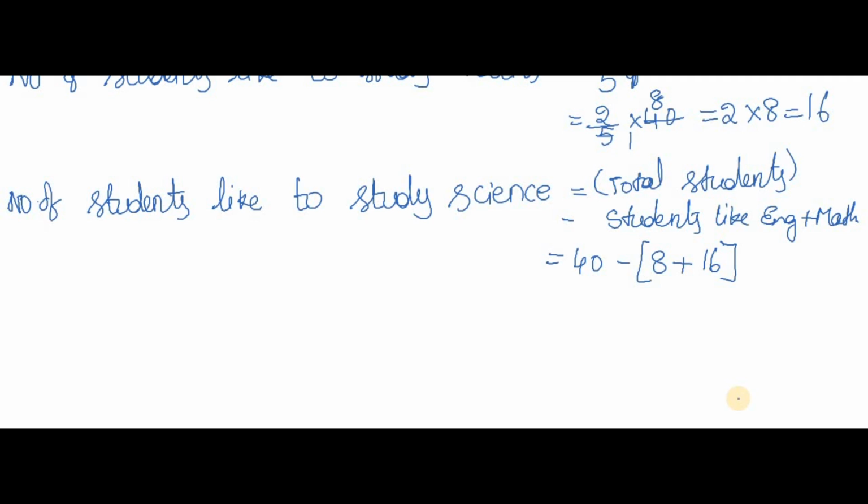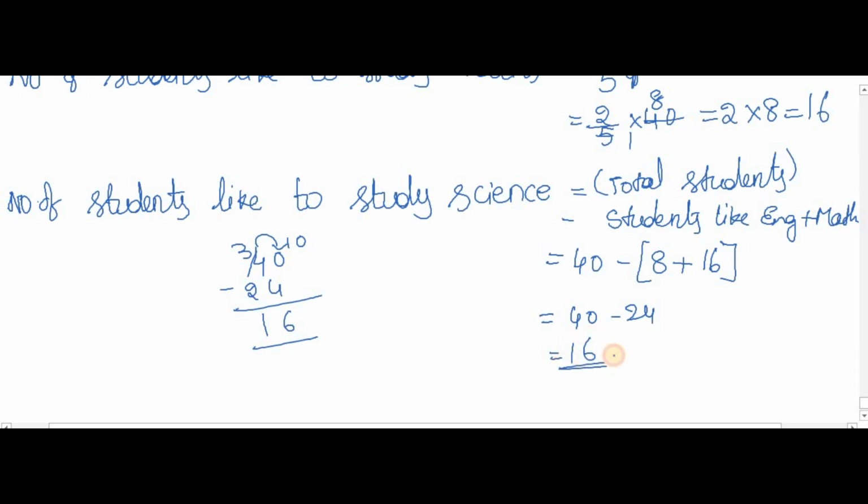So what we have to do? 40 minus 24. We will do subtraction here. As we all know, we can't subtract 4 from 0. Borrow. 10 minus 4 is 6. And this is 3. 3 minus 2 is 1. So 16 students like science.